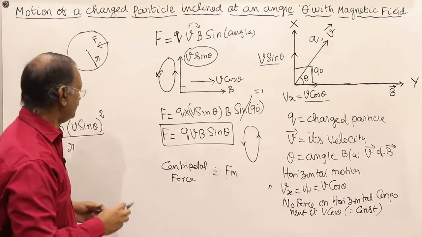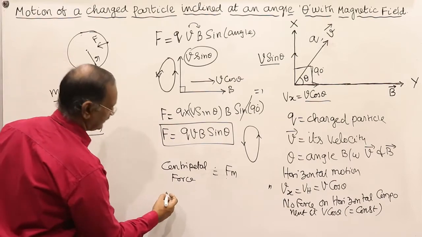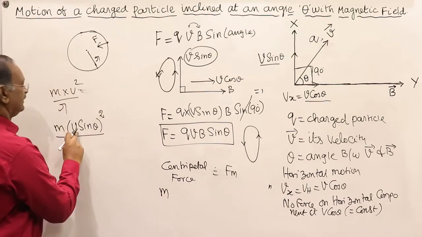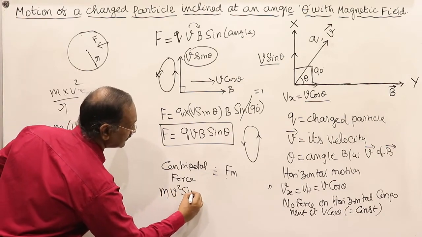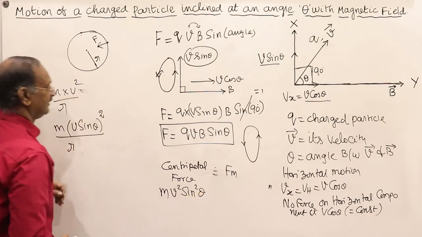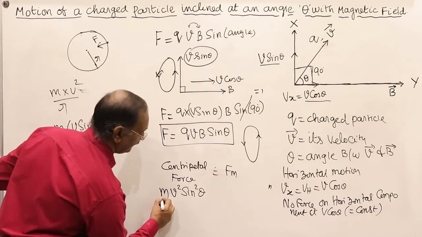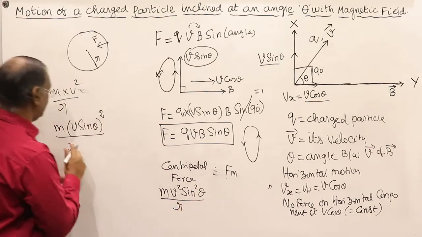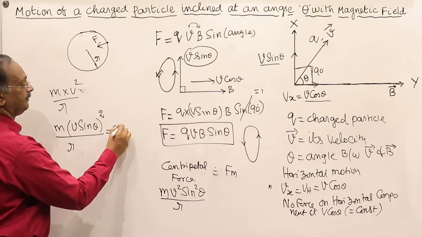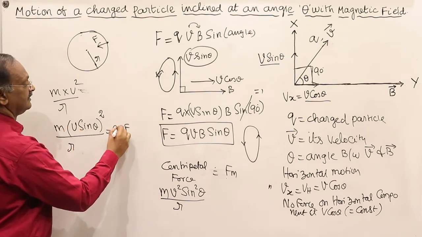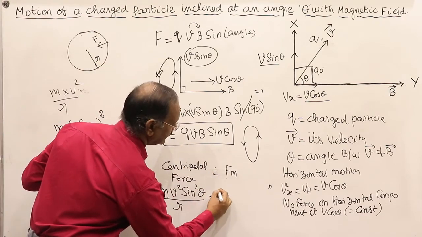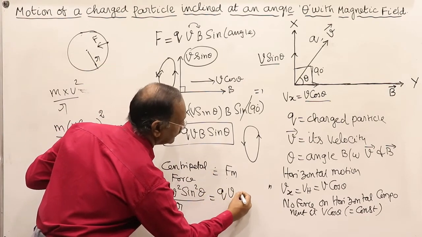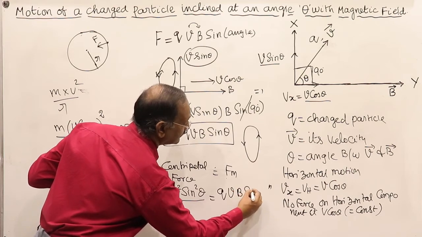What is the centripetal force? It is m v square sine square theta divided by r. This is the centripetal force. The centripetal force is provided by the magnetic force. This is equal to qvB into sine of theta.